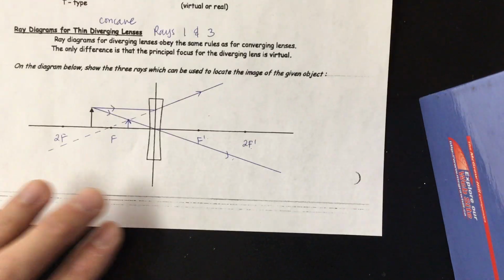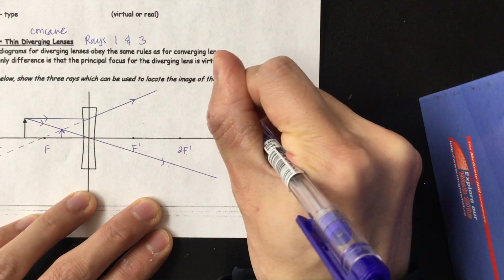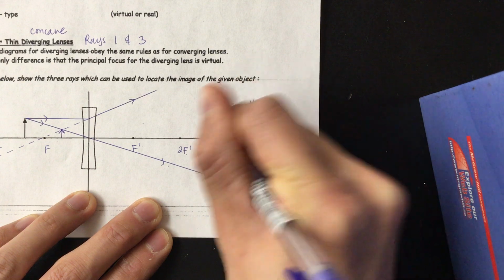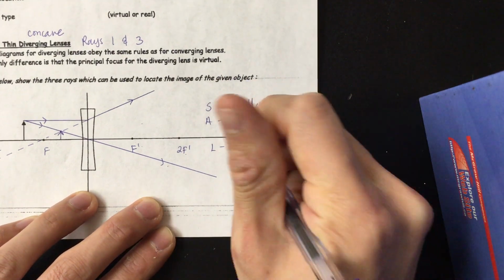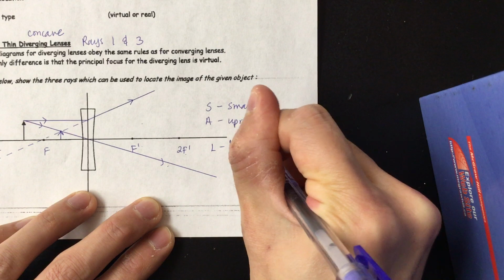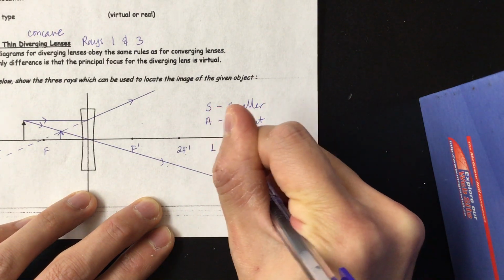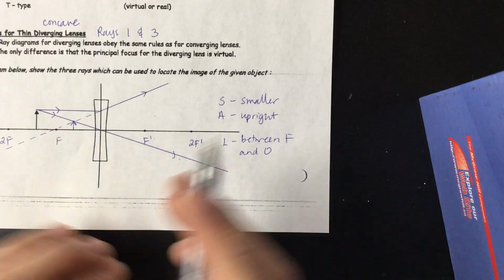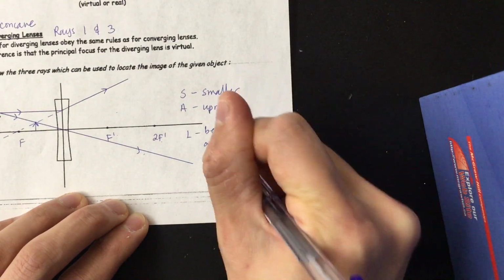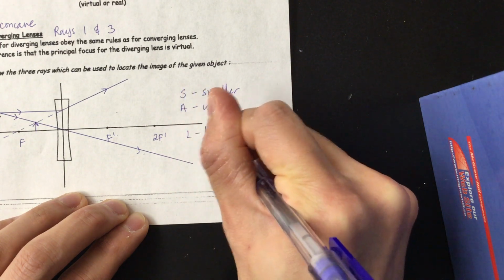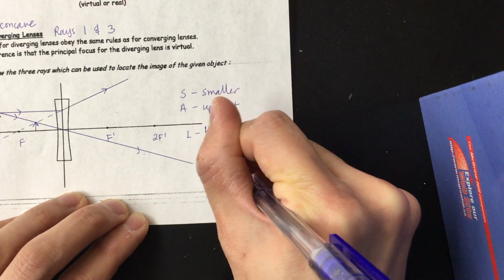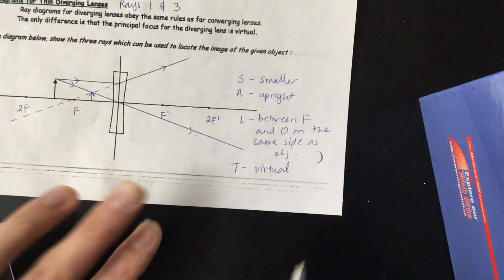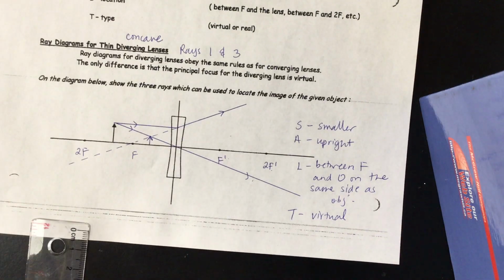So for my SALT characteristics, the image is smaller, the attitude is upright, the location is between F and, I'm going to call it O, that's the optical center. So it's between F and the optical center on the same side as the object. And then the type is virtual because we have a dotted line that's helping us intersect to get the answer.